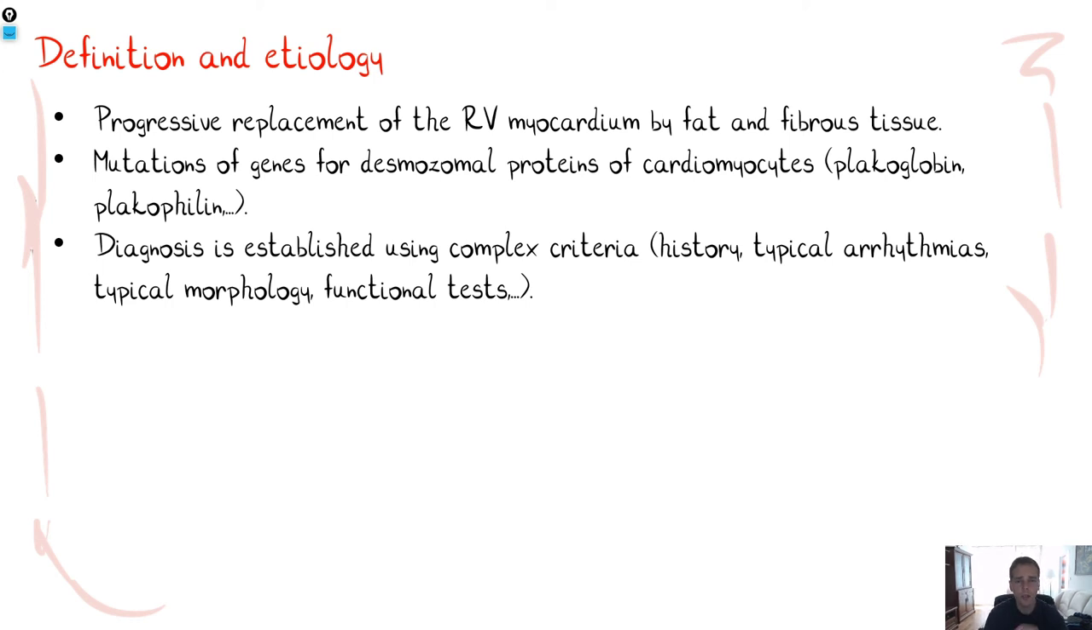It is because the right ventricle is usually very thin and replaced by fat and fibrous tissue, and endomyocardial biopsy could be dangerous because the cardiologist could very easily perforate the free wall of the right ventricle and create a heart tamponade. So that's why the histology is rarely performed these days. And again, the diagnosis is usually clinical and genetical.